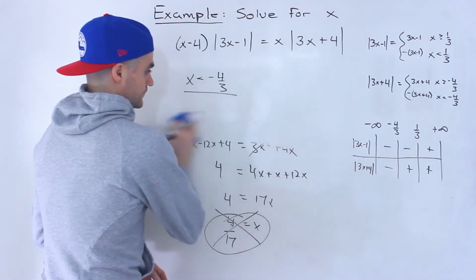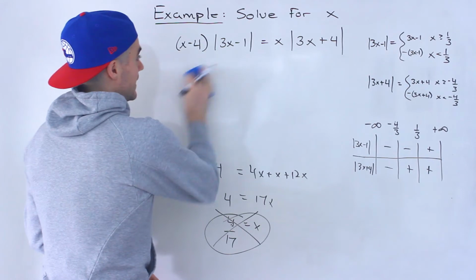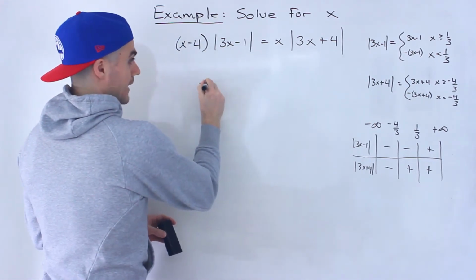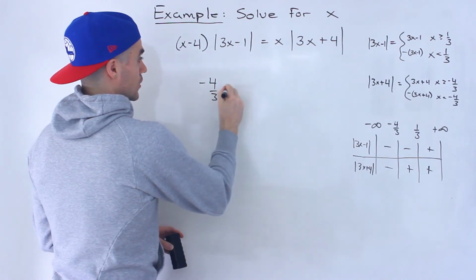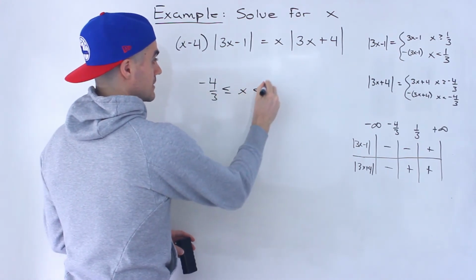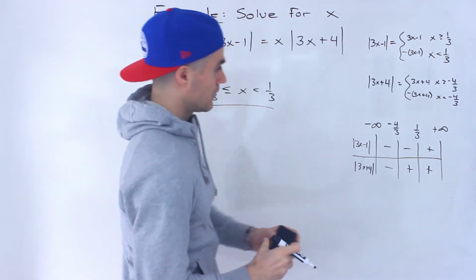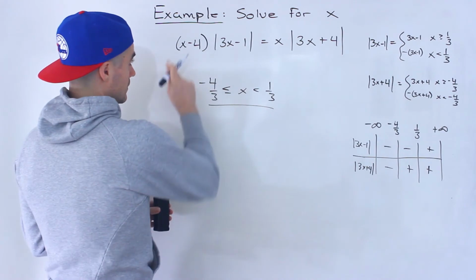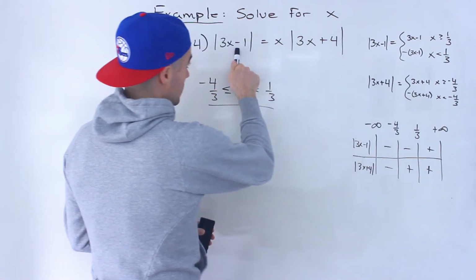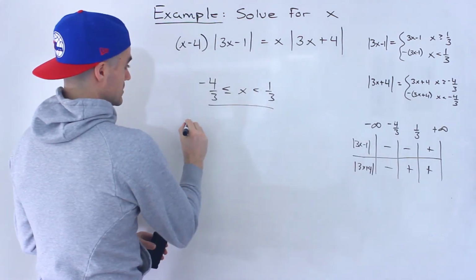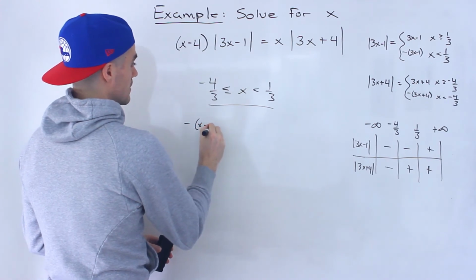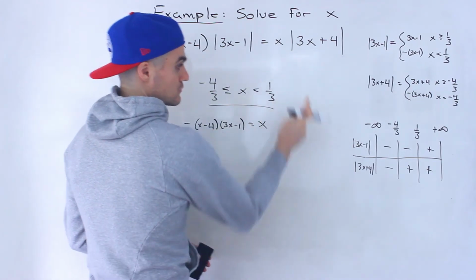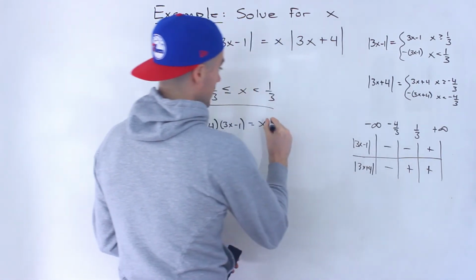Now, what about the next interval? So that's going to happen when x is greater than or equal to negative 4 over 3, but less than 1 over 3, right? This interval right here. So notice what's going to happen. The absolute value 3x minus 1, that's going to stay negative. So same thing, I'm going to put it on this side. And then we'll have x times the absolute value of 3x plus 4 is going to be positive.